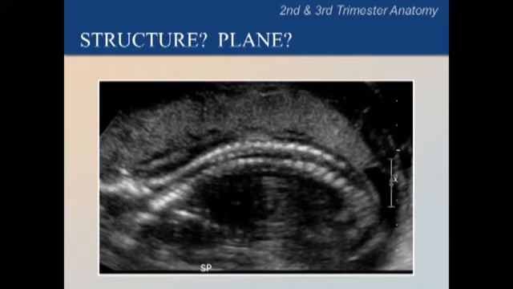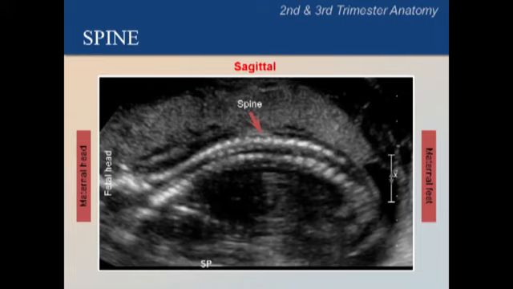What do you think this hyperechoic structure is? Which plane is this? Please pause the video now to discuss as a group. The answer is that this is the spine and the plane is sagittal. The maternal head is to the left and the maternal feet are to the right.